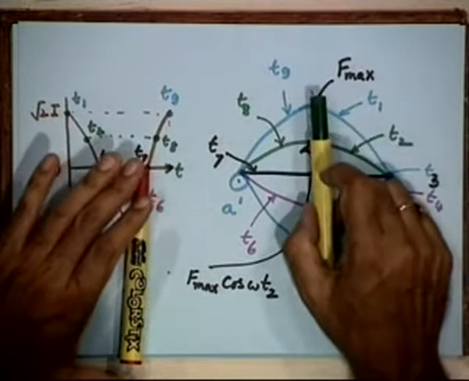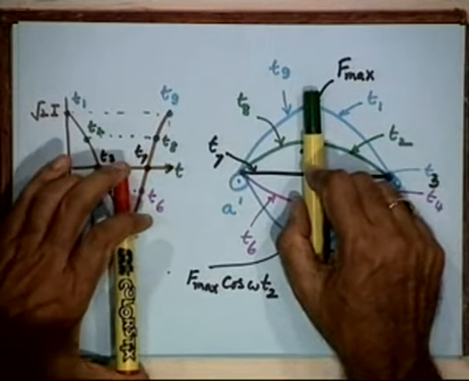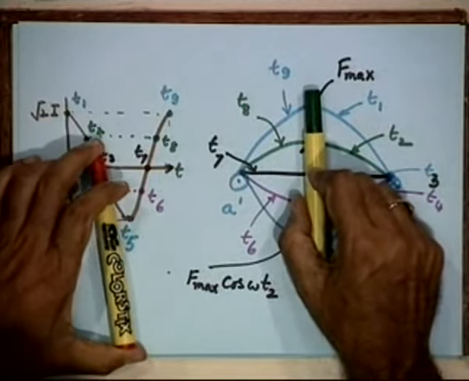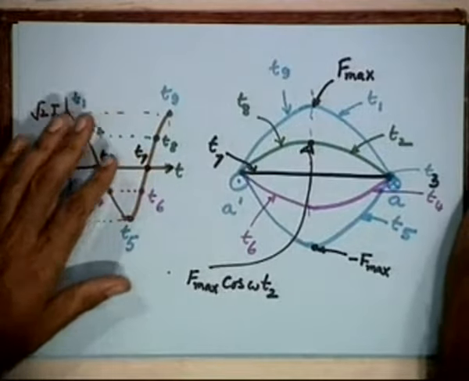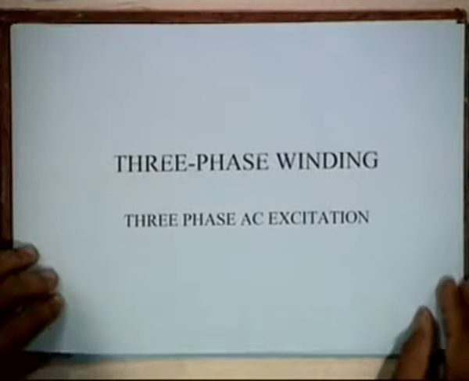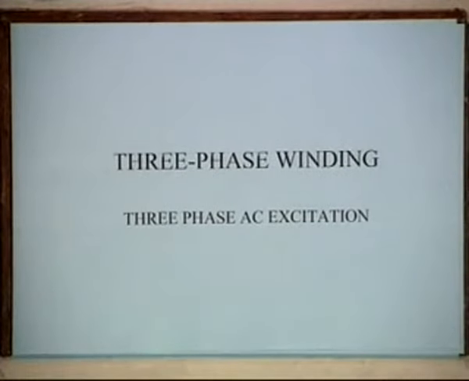So, we now have two fields, a pulsating field resolved into two rotating fields. It is taking a magnet and spinning at that speed of plus omega or minus omega, but of strength half the strength of that pulsating field, okay. Now, let us take up what happens if you have three phase windings with three phase excitation.